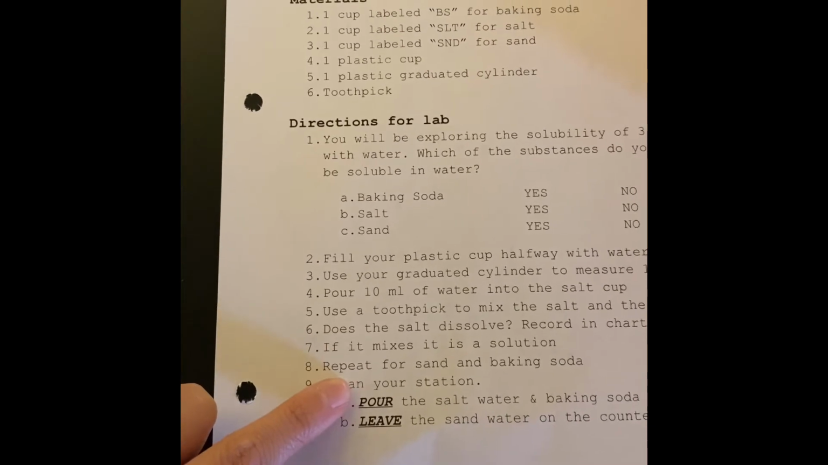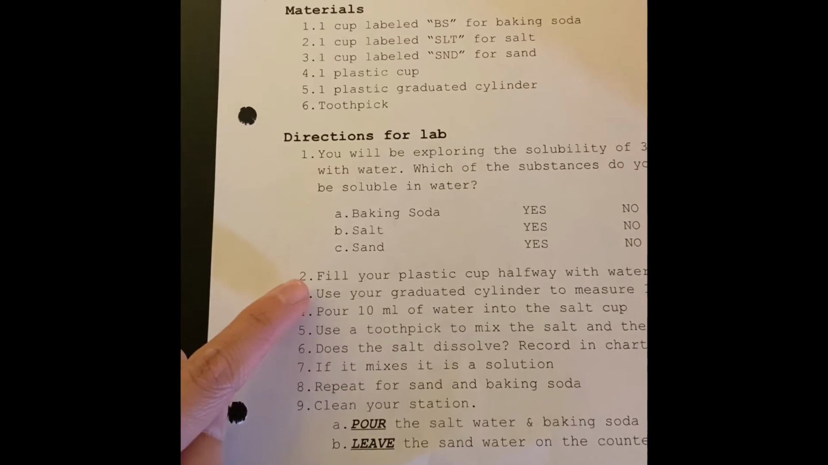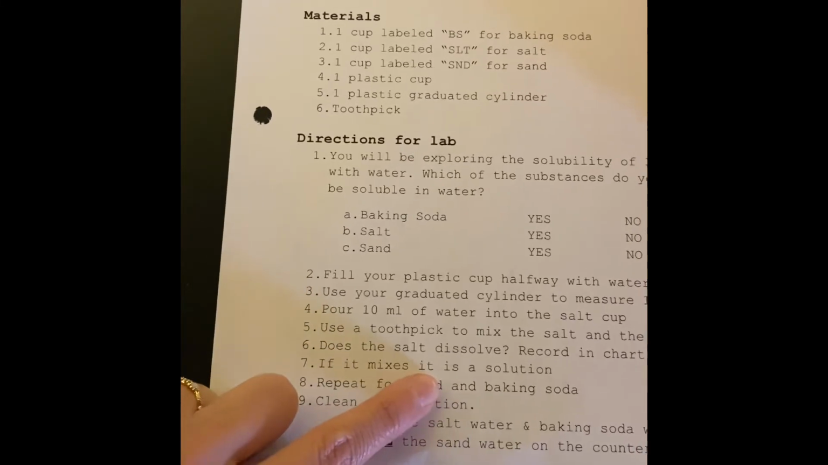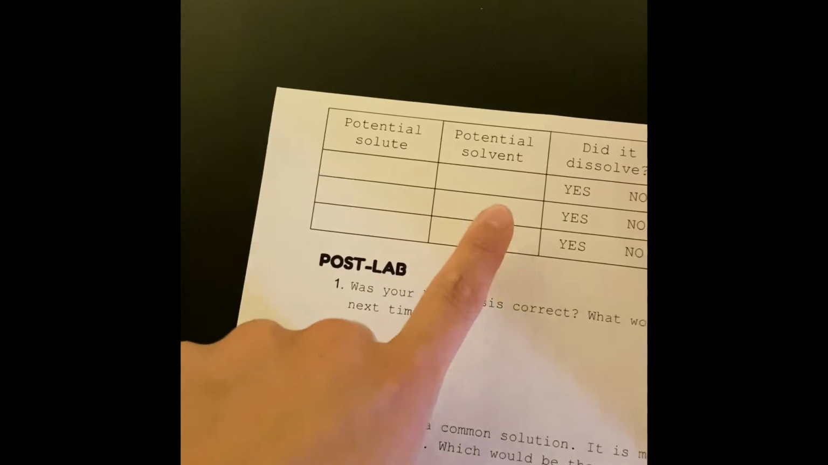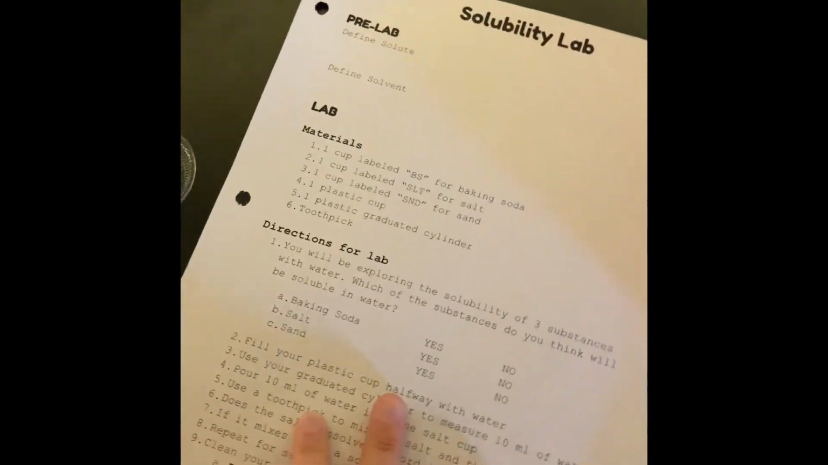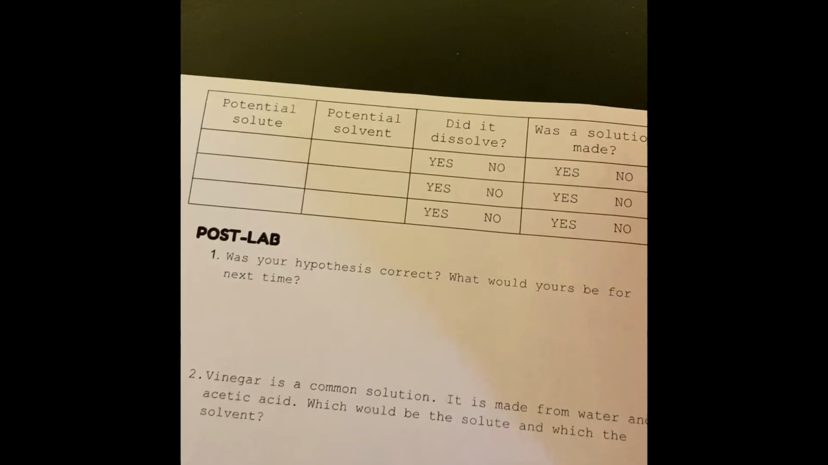All right, so number 8 says repeat for sand and baking soda. So you're going to repeat these steps 2 through 7 with sand. Record it on your table. What is a solute? What is a solvent? And answer these 2 questions. And then you're going to do the same thing with sand. And make sure you record that on your table.